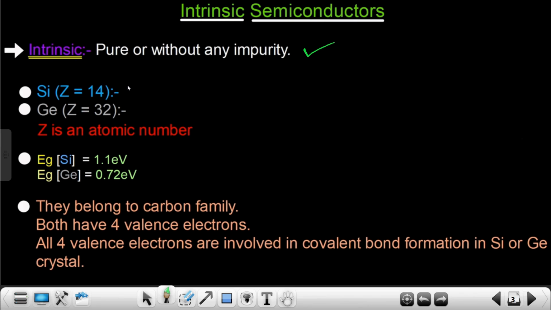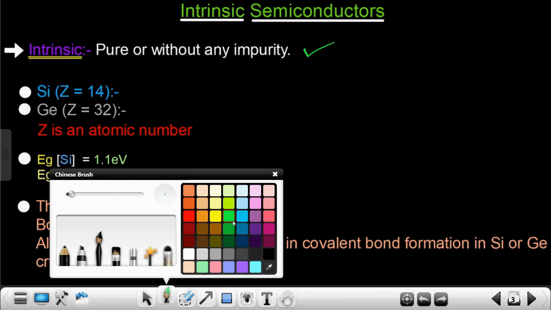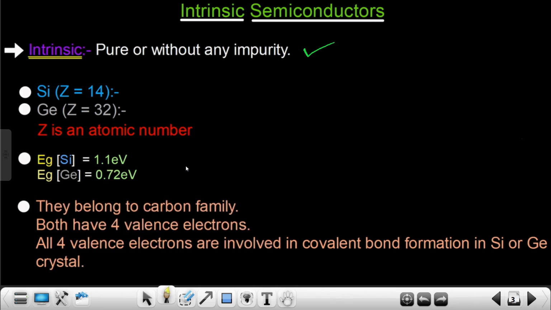Now focus upon the atomic number of silicon, and we will try to write its electronic configuration. The electronic configuration for silicon is 1s2, 2s2, 2p6, then 3s2, and then 3p2. I believe you all know how to write the electronic configuration. Now remember one thing: the atomic number for germanium is 32.